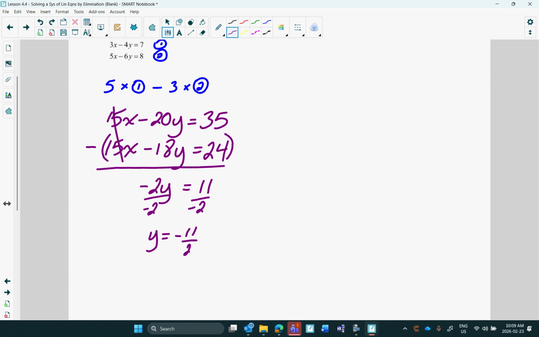Now what? Yeah, plug this back into one of these for y and figure out what x is. Looks like it really doesn't matter which one. So I'm going to sub y equals -11/2. I'll just put it back into 1, and I'll solve for x.